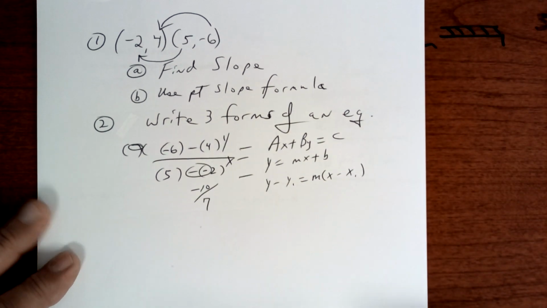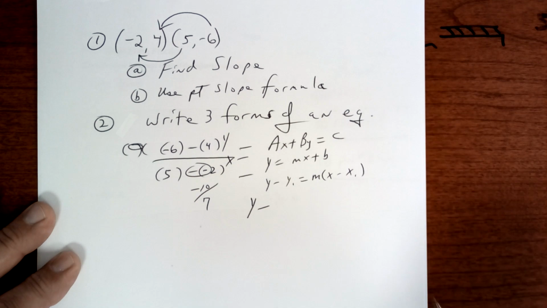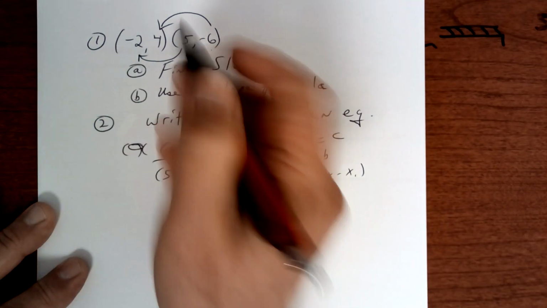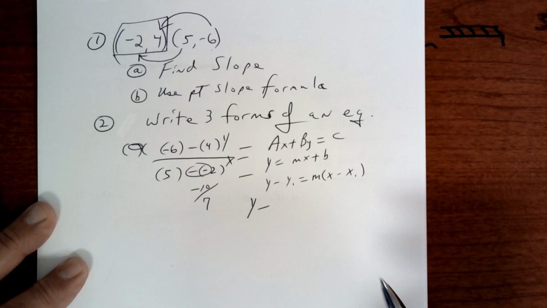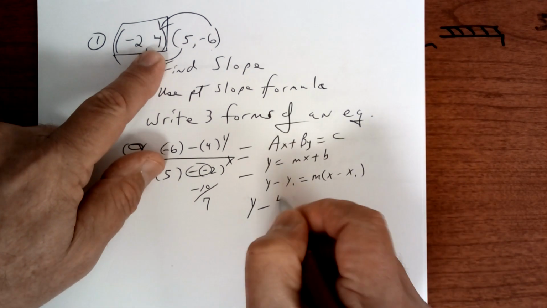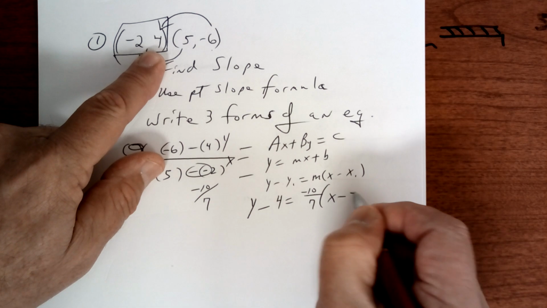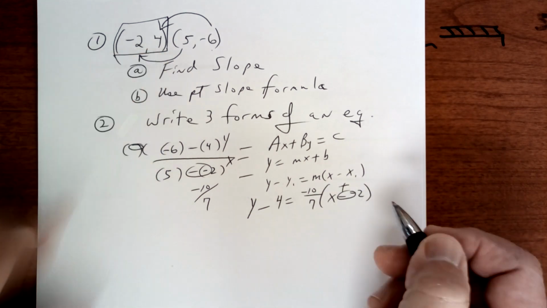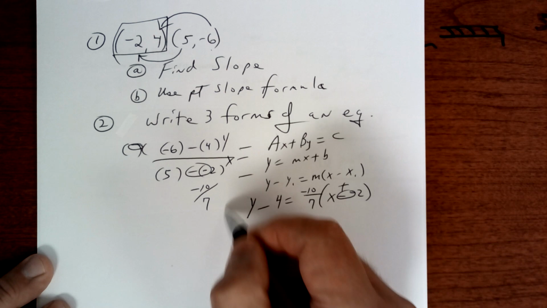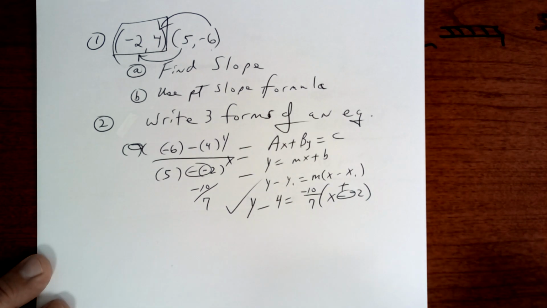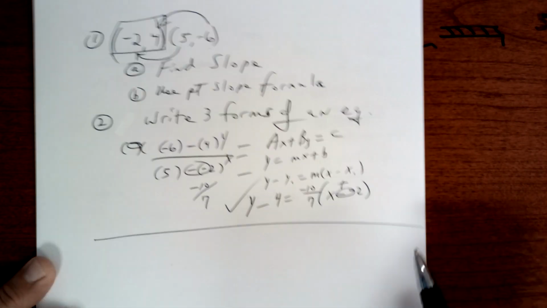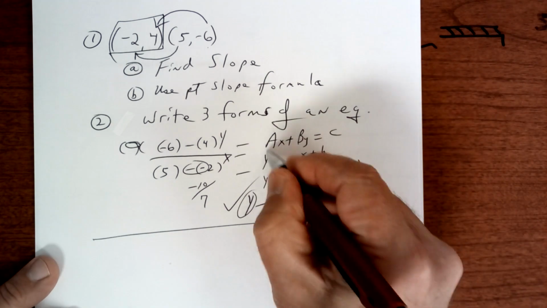So I'm going to get y minus, you get to pick a point. We're going to use the first one just for convenience. So y minus my y equals my slope, and then x minus my x. That becomes a plus. Now, we're done. That's point slope form. But I'm going to have you solve this for y, which is slope-intercept form.